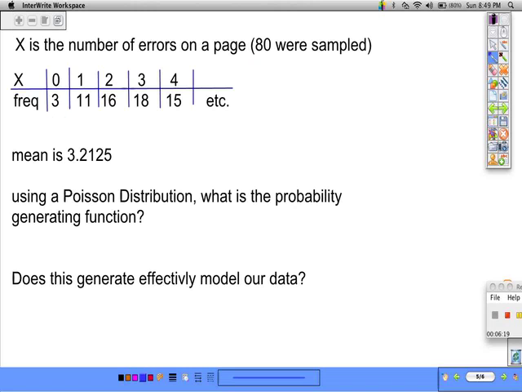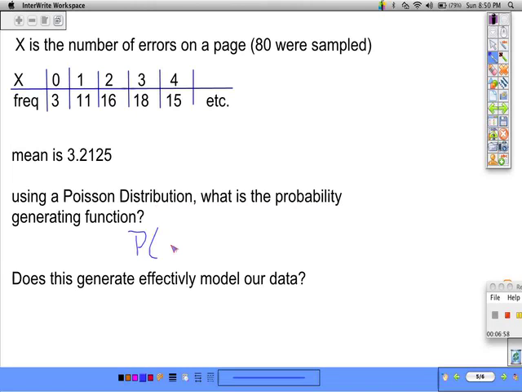So X stands for the number of errors on a page, and 80 pages were sampled. Here, the number of pages with 0 errors were 3, 1 error on 11 pages, 2 errors on 16 pages, 3 errors on 18 pages, 4 errors show up 15 times, and this continues on. The mean number of errors ended up being 3.2125. It says, using a Poisson distribution, what is the probability generating function?